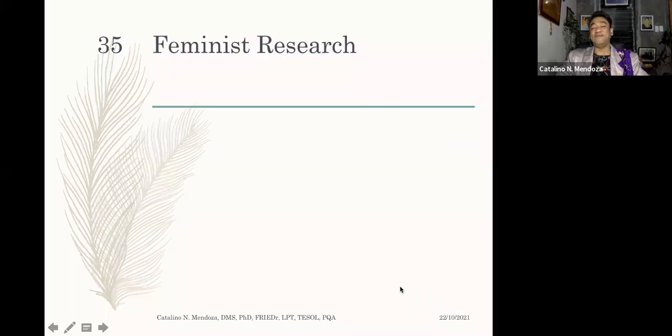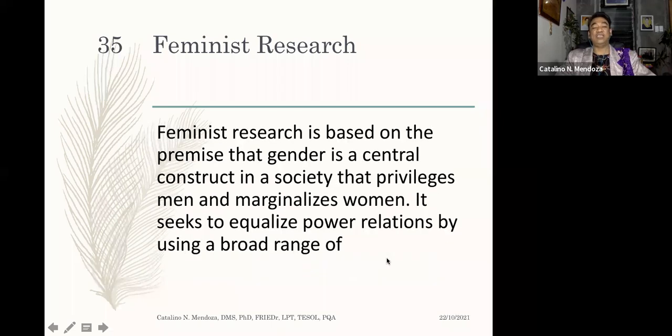So another one is the feminist research. Feminist research is based on the premise that gender is a central construct in a society that privileges men and marginalizes women. It seeks to equalize power relations by using a broad range of methodologies.